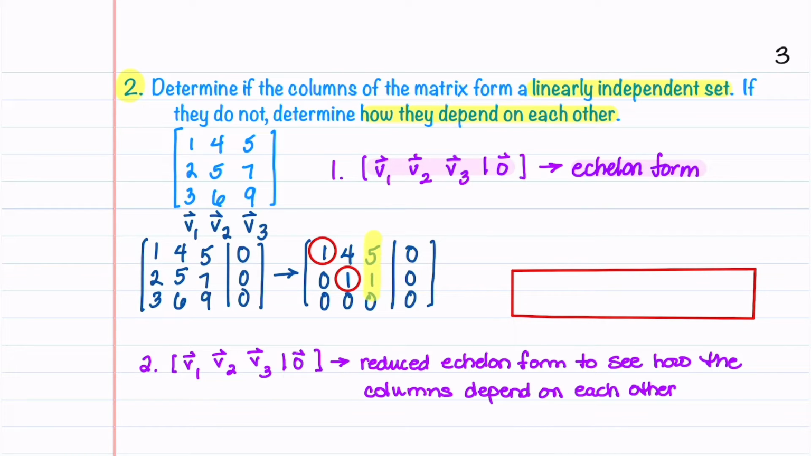Notice that we have a column without a pivot. Because of this, in our equation x1v1 plus x2v2 plus x3v3 is equal to 0, x3 is a free variable and can be a value that is not 0. So because of this, we'll have solutions that are not just the trivial solution. And this tells us that the columns in our matrix are linearly dependent.